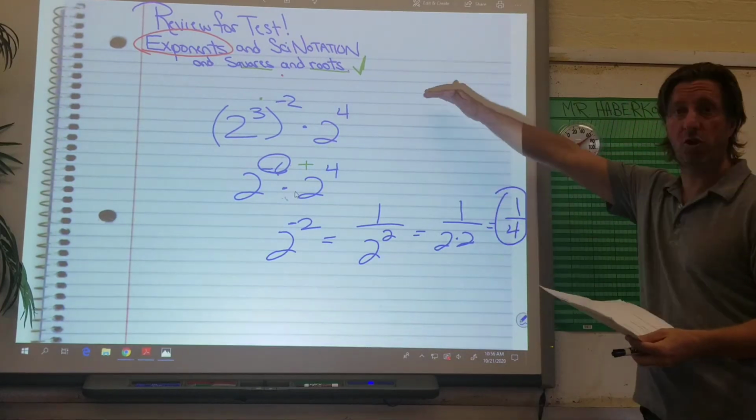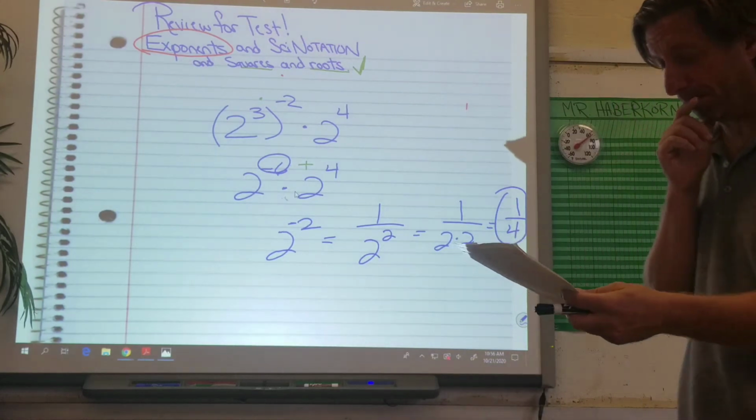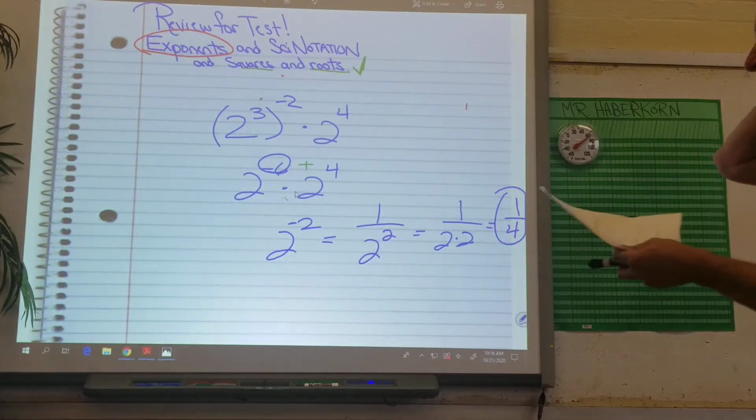We've done a bunch of problems just like this one, just because I know it's on the test, all right? So other things, so we can do those too.